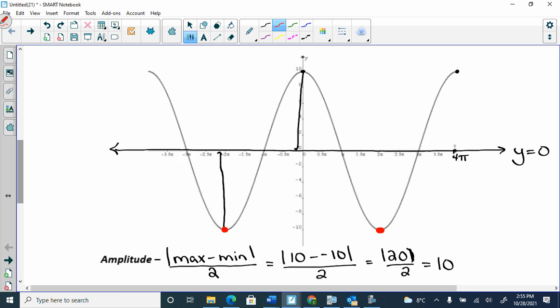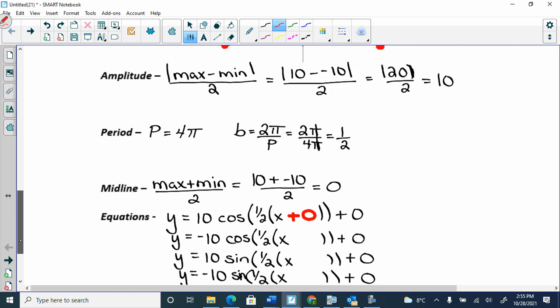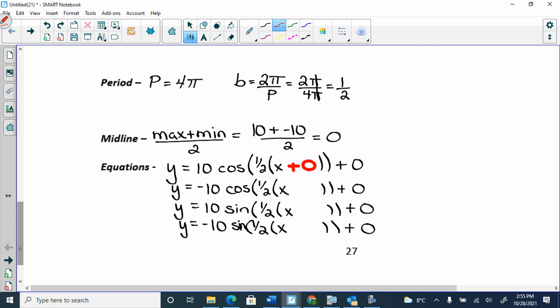So which one's correct? The one that matches what they ask you for, right? You could go plus C or minus C. Honestly, they're both the same, so it doesn't matter. I am going to go x minus 2 pi, and I'm going to make it move right. You could go x plus 2 pi, and you'd get the same answer.